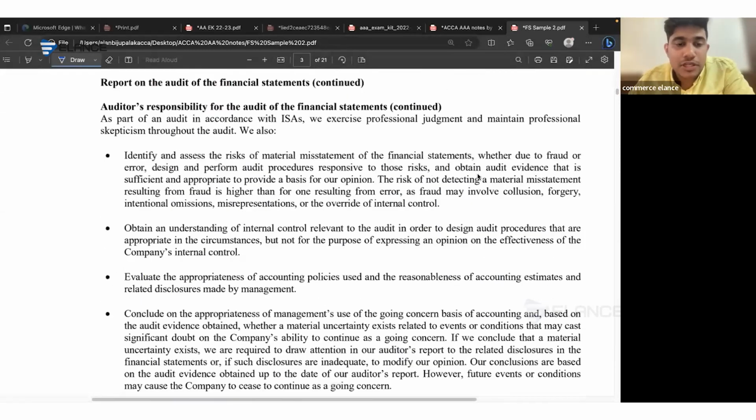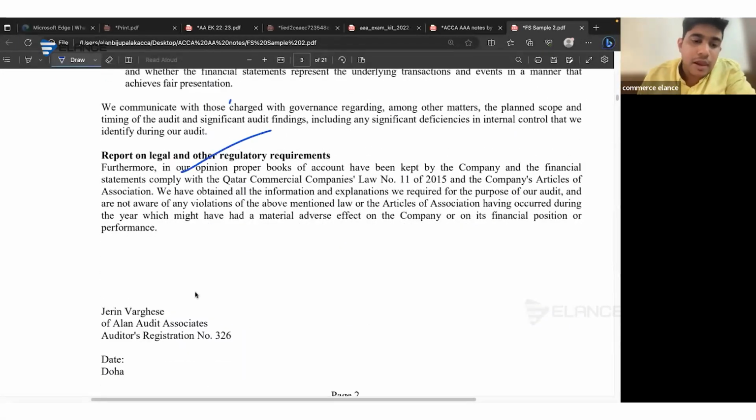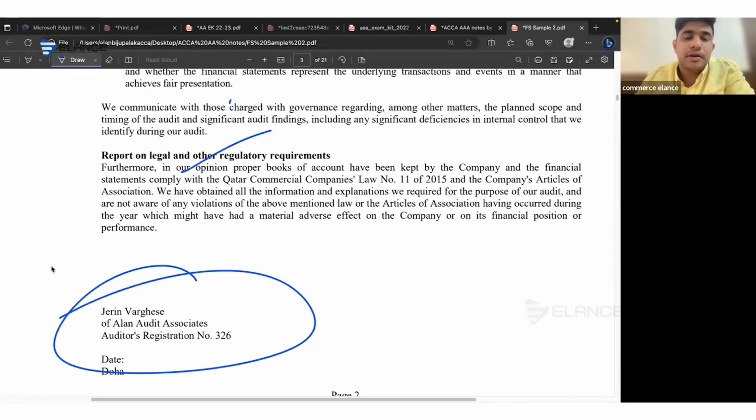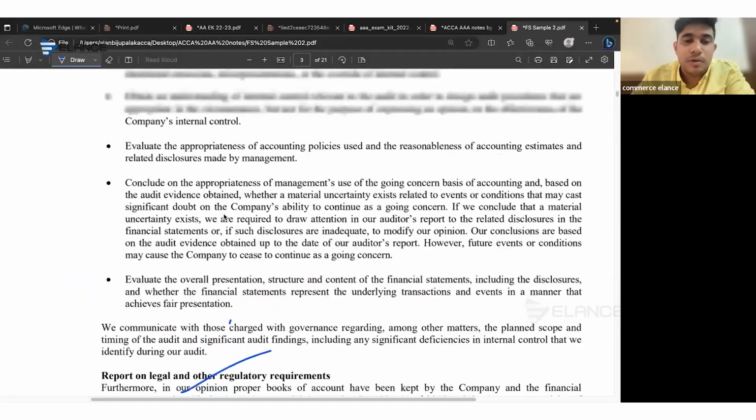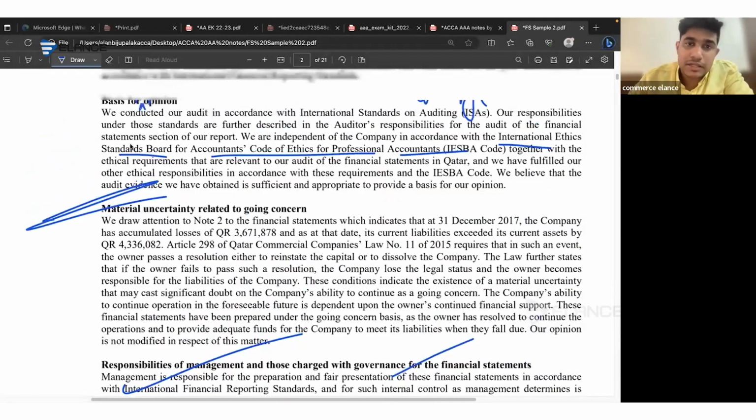Then you need to clearly mention if there is any other reporting responsibility, which should also be clearly specified. And finally, the name of the engagement partner, date and time should be provided, concluding the report. So this is how you will be providing an auditor's report. And for critical appraisal, we have literally studied the same format.